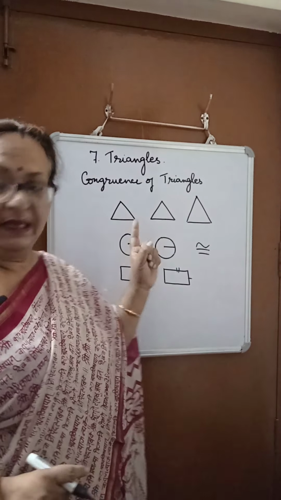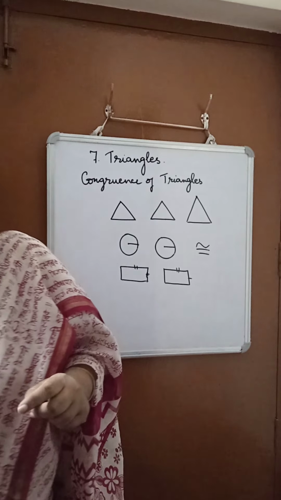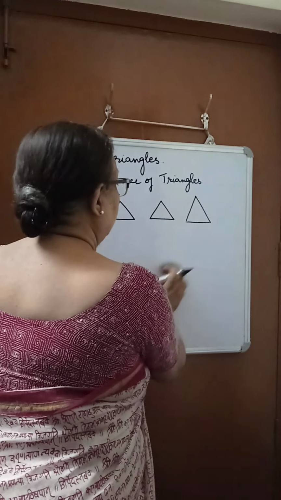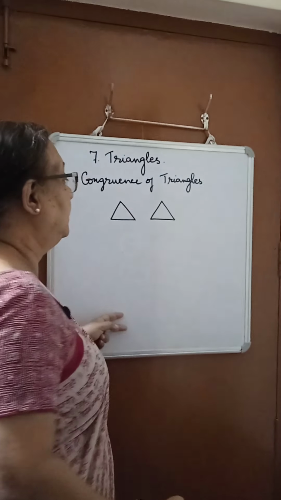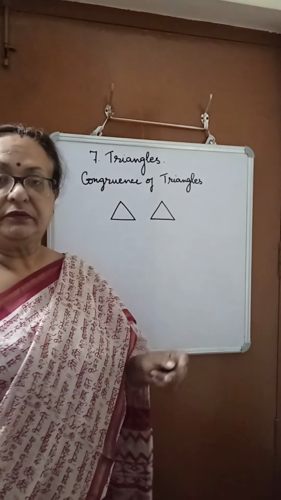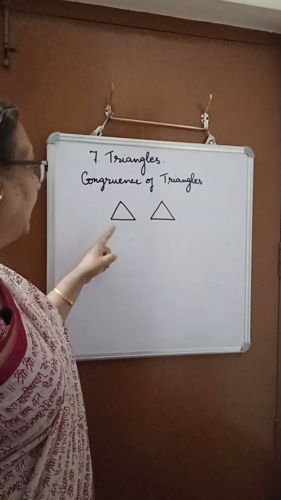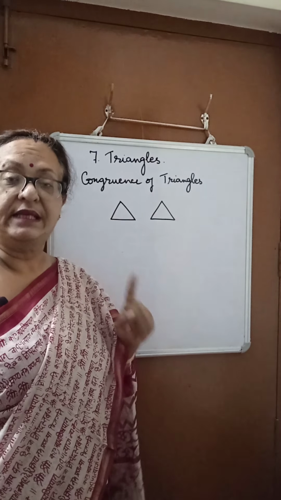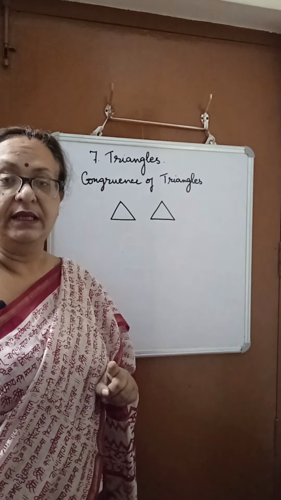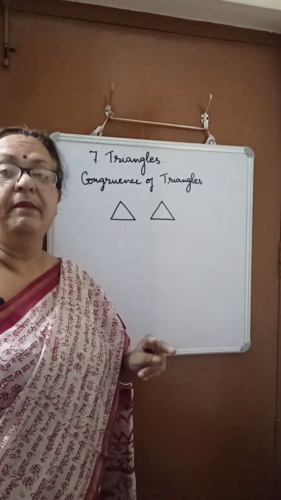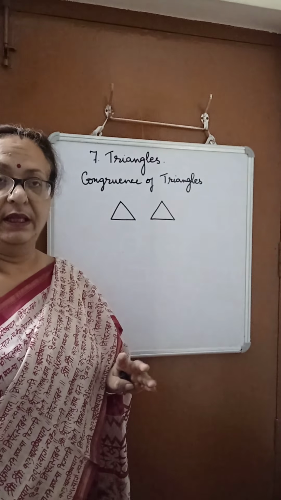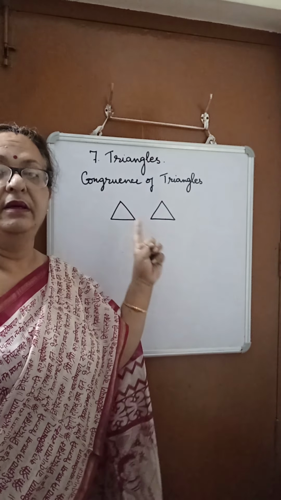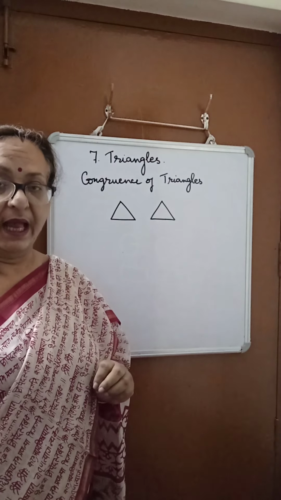Now here in this chapter we will be dealing with congruence of triangles. For one triangle, you can see a triangle has three sides and three angles. We call them parts of the triangle. So a triangle has 6 parts, 3 sides and 3 angles.